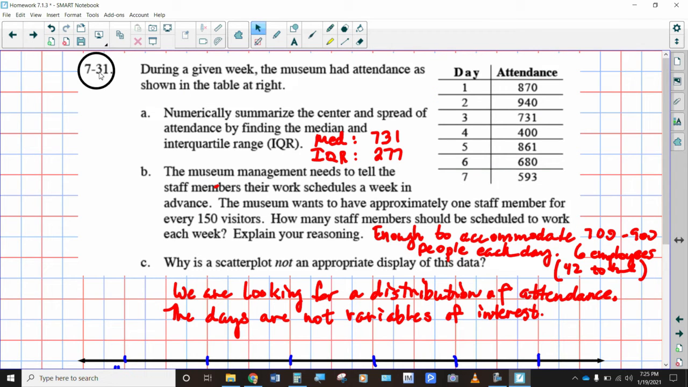All right, moving on to number 31. It says, during a given week, the museum had attendance as shown in the table at the right. So day 1 had this many people, day 2 had this many people. So some days had more, some days had less. So it looks like the highest was 940 people, and the lowest attendance was 400 on day 4. So numerically summarize the center and spread of attendance by finding the median and the interquartile range.